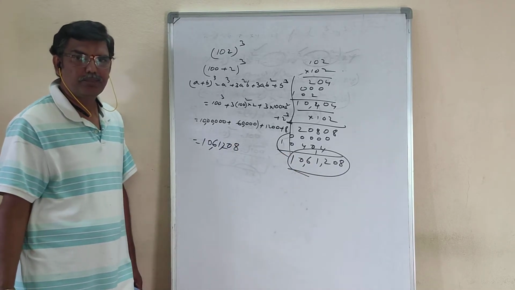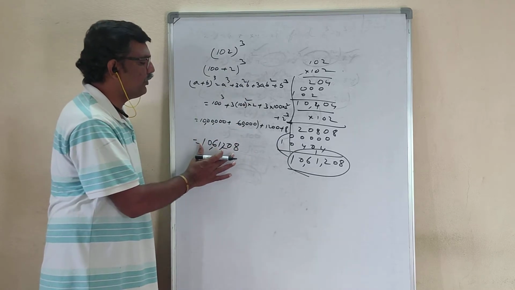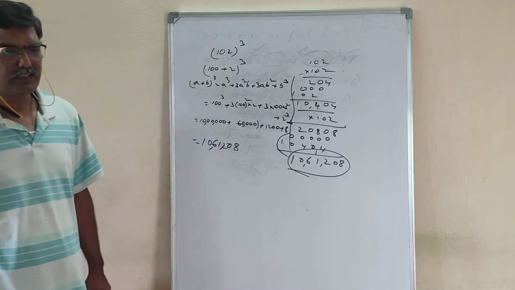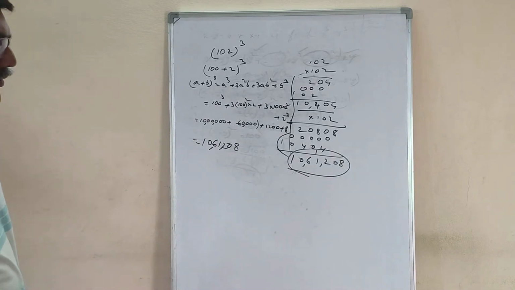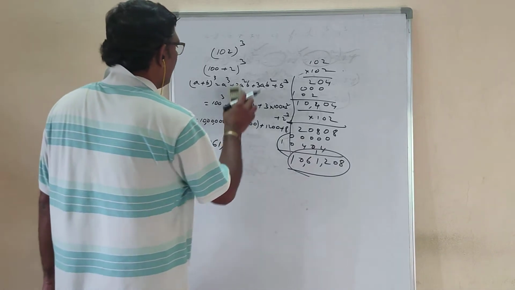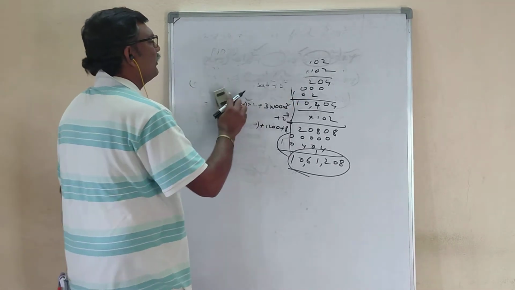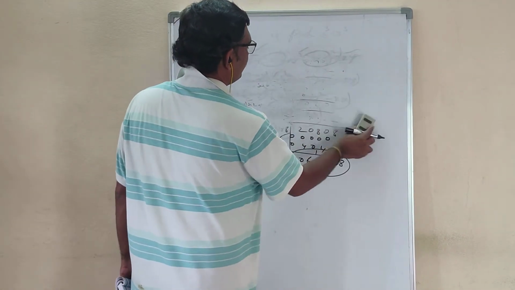So are these two answers the same or different? It is the same. You used the suitable identity here, and you did normal multiplication there. If the answer is same also, you won't get the marks. You have to do it like this only. Okay, next we will go with the next problem.